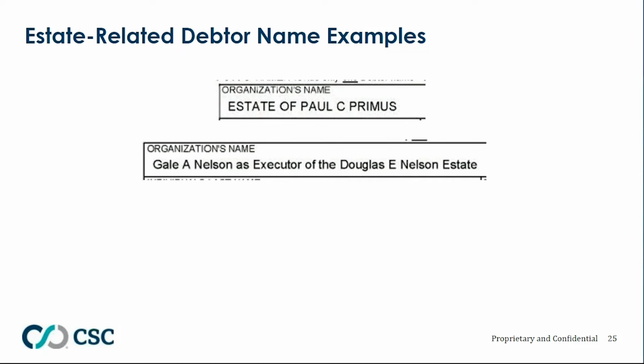Here again, we have the name being placed in the organization name box. It also includes the name of the executor and an indication of the capacity of the executor. The name of the executor is not sufficient. A search of Nelson Douglas E. is never going to find this, and so it's not the name of the debtor. It's going to be misleading and not effective.